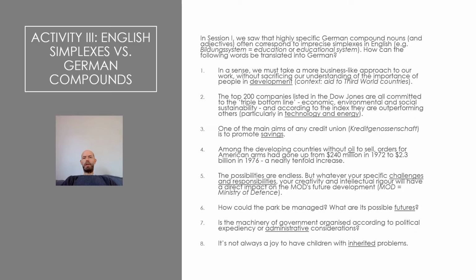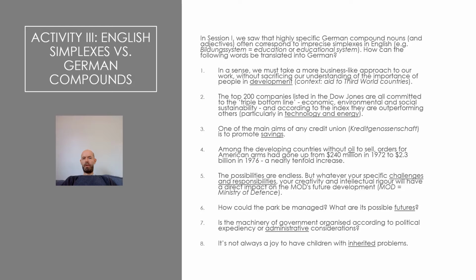So let's go through the sentences one by one. In a sense, we must take a more business-like approach to our work without sacrificing our understanding of the importance of people in development. And the context here, of course, is aid to third world countries. So it's about the importance of people in development. And German would certainly opt for a compound here. We would say something like die Bedeutung der Menschen im Entwicklungsprozess.